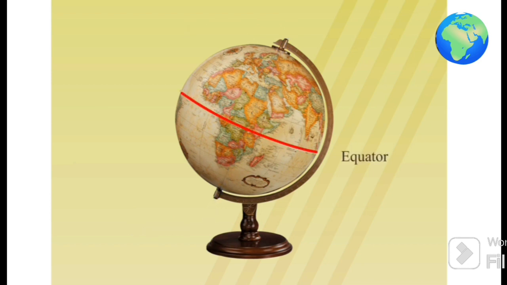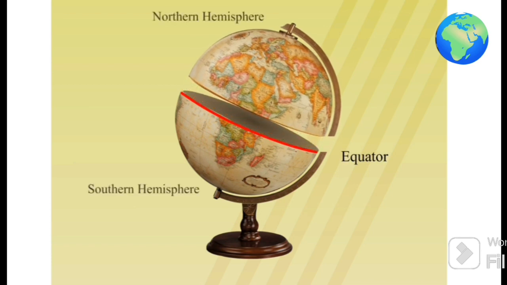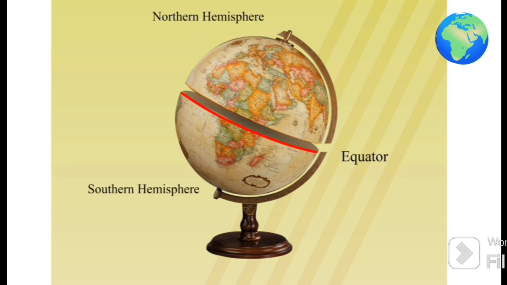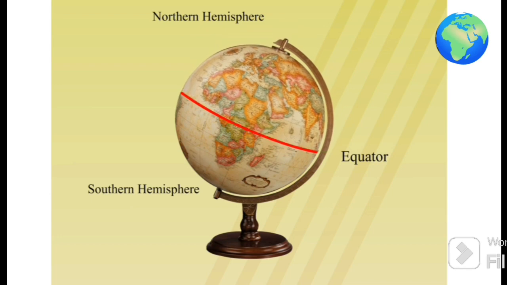Midway between the poles is an imaginary line circling the Earth. It is called the equator. It divides the Earth into two equal halves, called the hemispheres. To the north of the equator is the northern hemisphere, and to the south of the equator is the southern hemisphere.